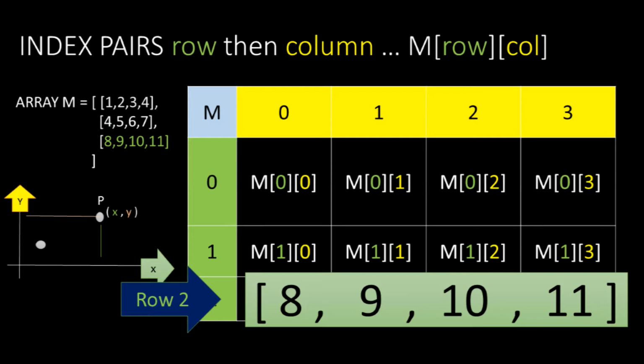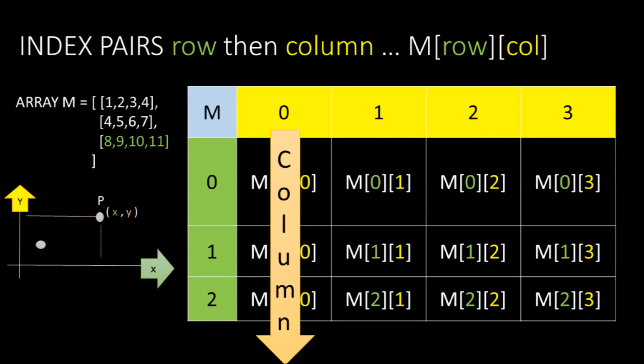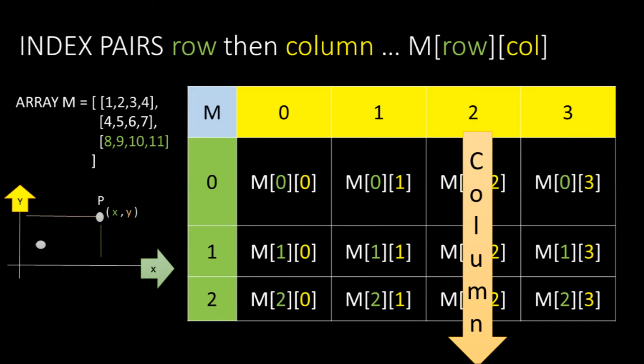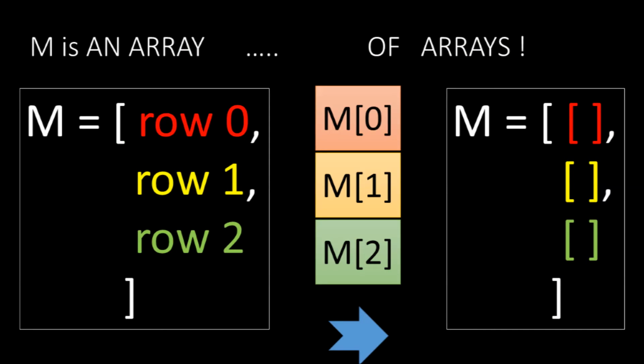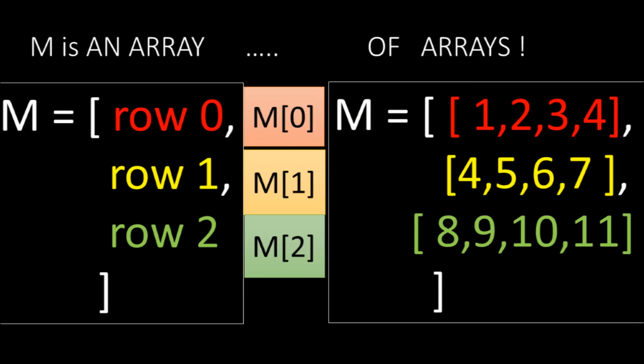An entire row is typically an entire list or an array of itself. Thus, 2D arrays are nothing other than an array indexing elements that are in fact themselves lists or arrays. 2D arrays are thus nothing other than an array of arrays or list of lists.